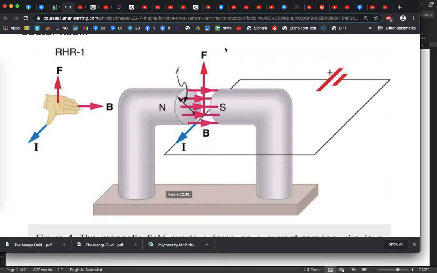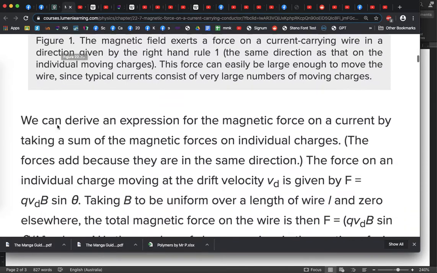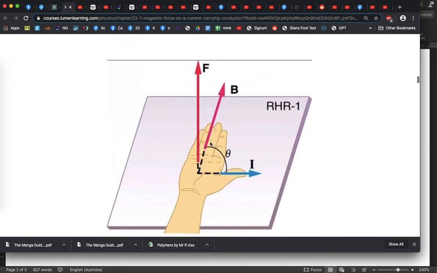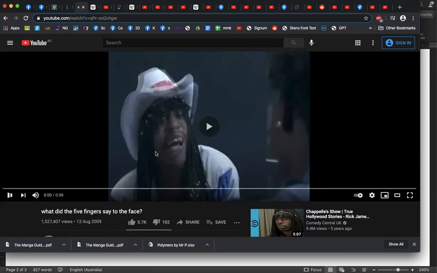Now we can predict the force that's going to be. How do we do that? Well, we have 2 ways. Both of them we call the right-hand rule, and this one here we're going to call the right-hand slap rule. So I kind of gave away the punchline here.